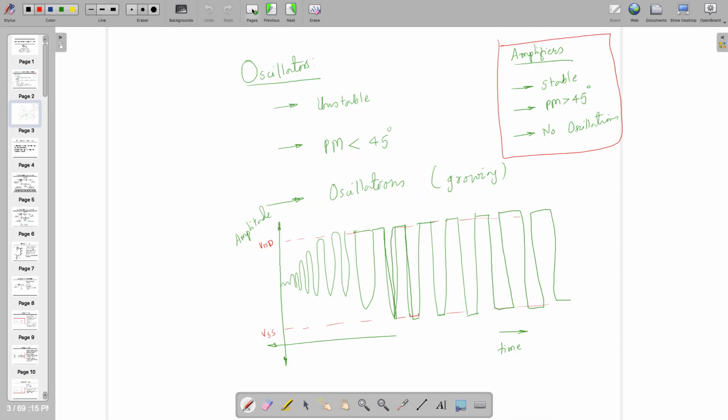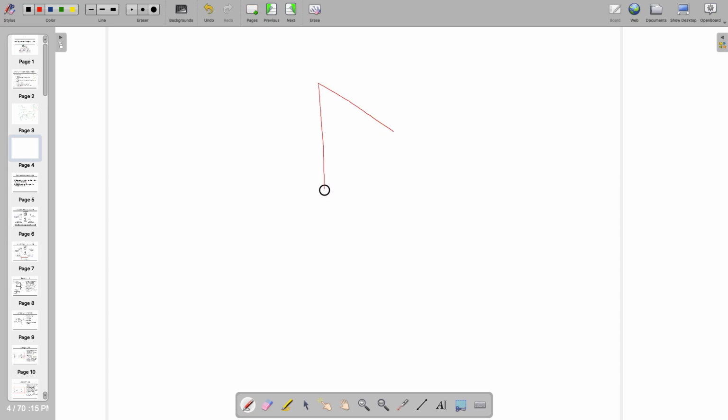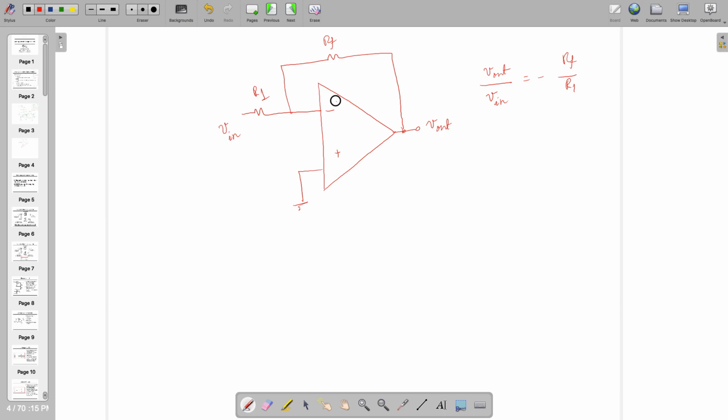If you remember the case when this one is a popular circuit, you must have studied it before this course. If this is RF and if this is R1, the Vout by Vn is equal to minus RF by R1. That is known to us. Using the golden rules of op-amp and all, you can find this out very quickly. But look at these signs. This is negative feedback, by the way. It's not a positive feedback. If it is negative feedback, then and only then does the golden rule work.